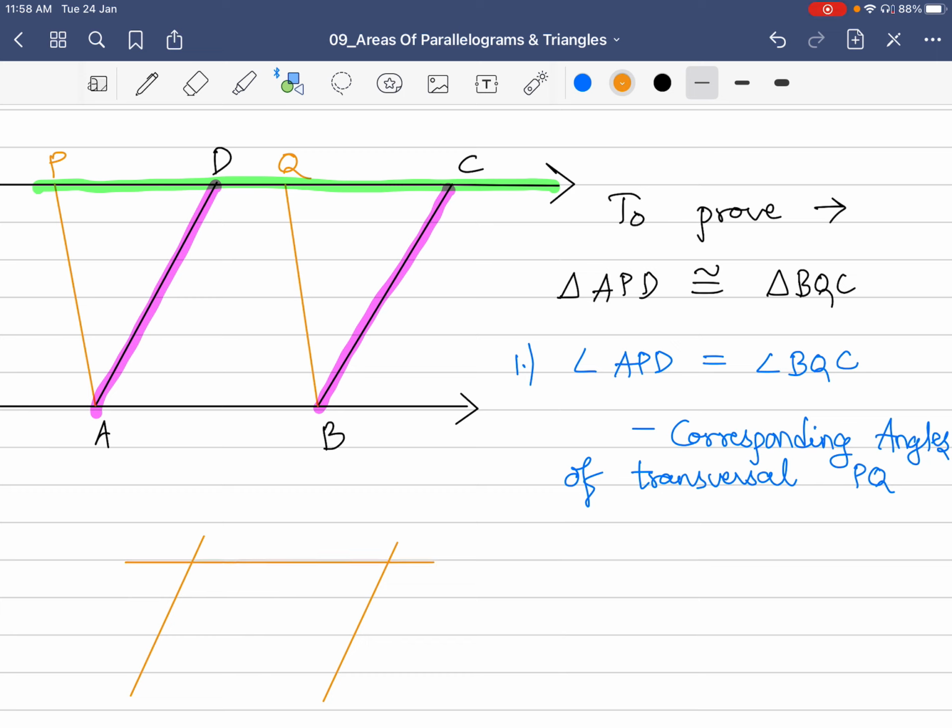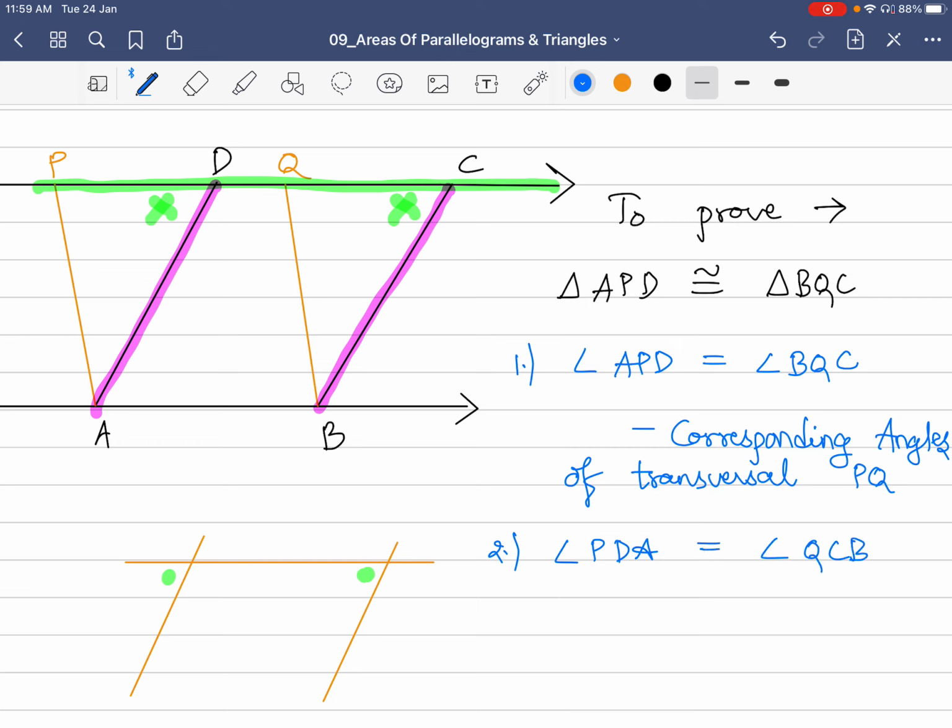Now in this figure you can say that this angle is equal to this angle. Why? Because they are corresponding angles for the transversal. Similarly, this angle is equal to this angle. Why? Because these are the two parallel lines and this is my transversal. So let's quickly make a note of this second point. Point number 2: angle PDA is equal to angle QCB.